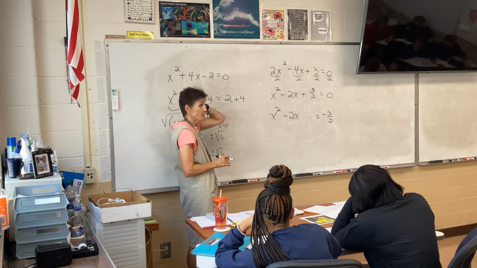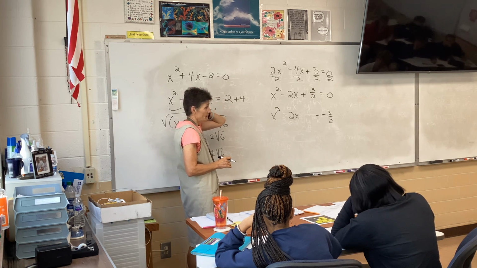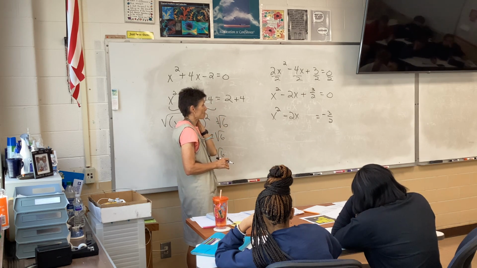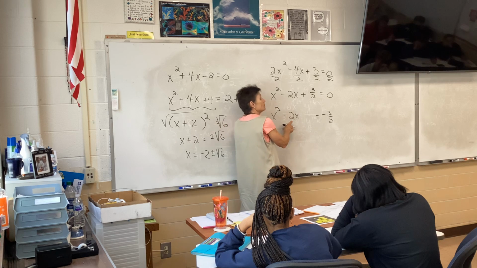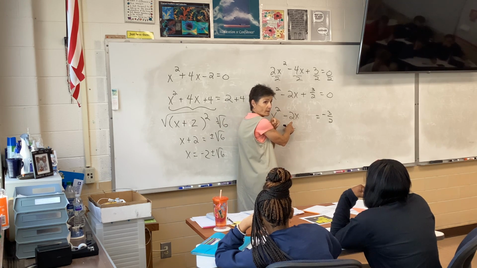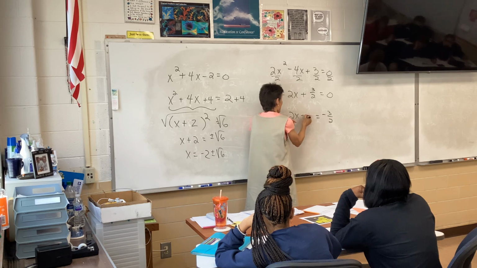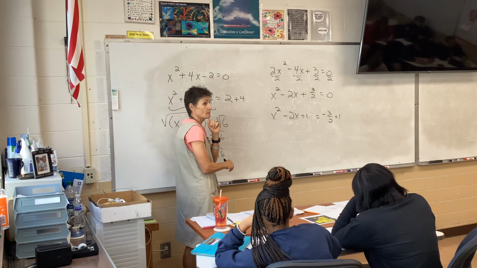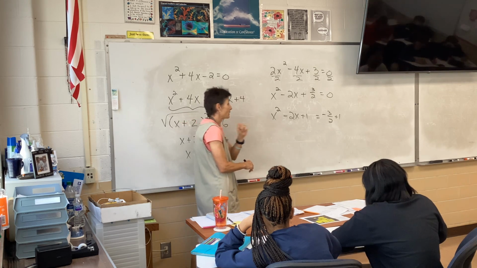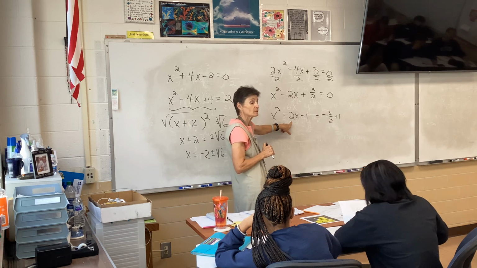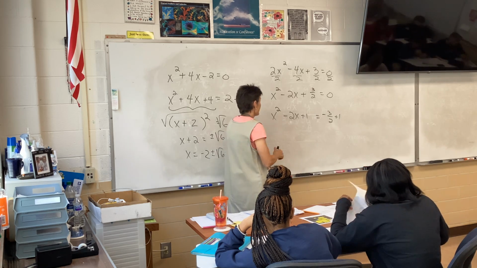This problem's crazy. Now, what's gonna complete the square? -2 divided by 2 is 1, and 1 squared is 1. So I'm gonna add 1 to both sides. Everybody catch that? Do you mind repeating that? Half of 2 is 1, and 1 squared is 1. So that's how I get that number.